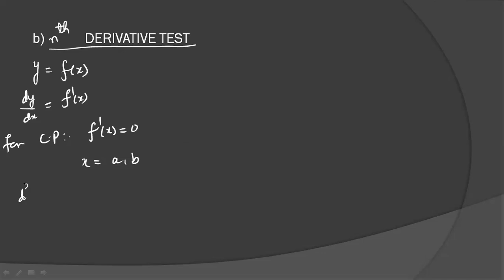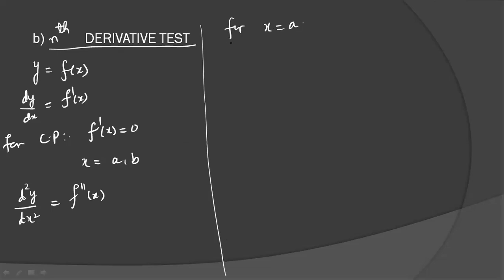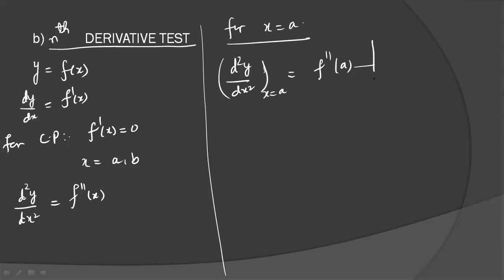Now we will find the second derivative d2y by dx2, which is f double dash x. We check at any point x equal to a. You will get f double dash a. Now we will see the nature of f double dash a. It can be positive, it can be negative, it can be 0. If it is positive, then it is a point of minima. x equal to a is a point of minima.